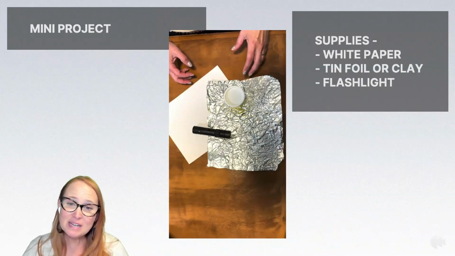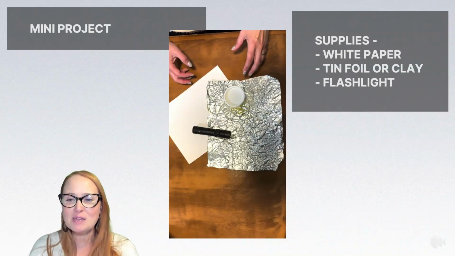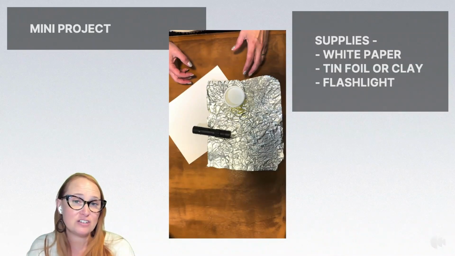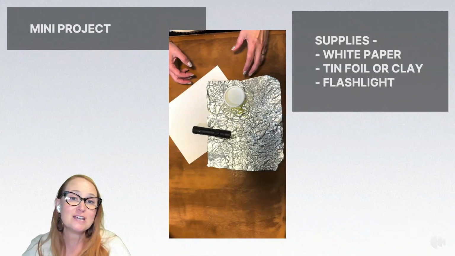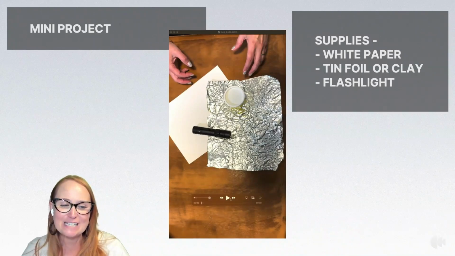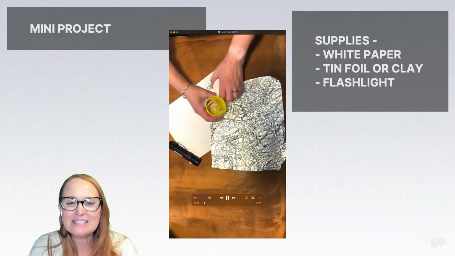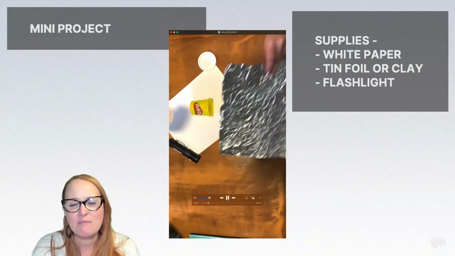So now you're going to get to create that too with your own project. Here's this mini project you get to work with. For your supplies, you're going to need a white piece of paper, tin foil, clay, Play-Doh, whatever you have, and a flashlight. You can use a real flashlight or you can use your phone. And you're going to create your own Bernini-esque sculptures. I'm showing you all your supplies. I show you my Play-Doh. I'm going to show you some tin foil and how to create this.